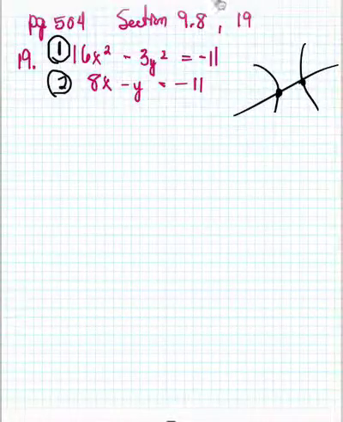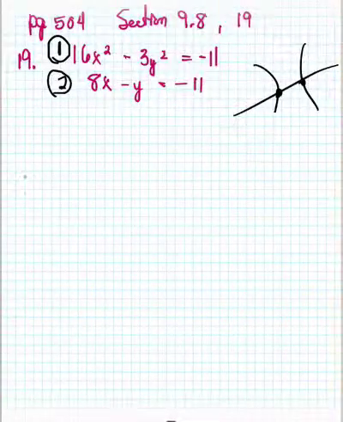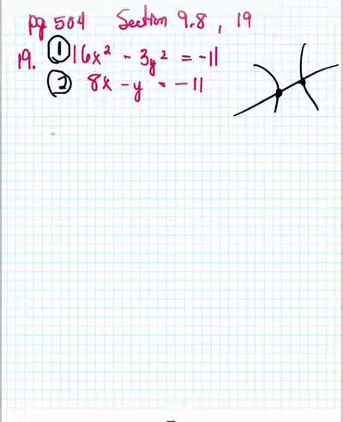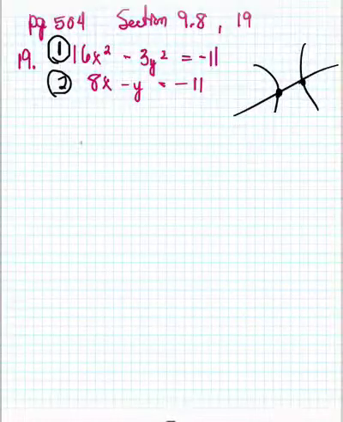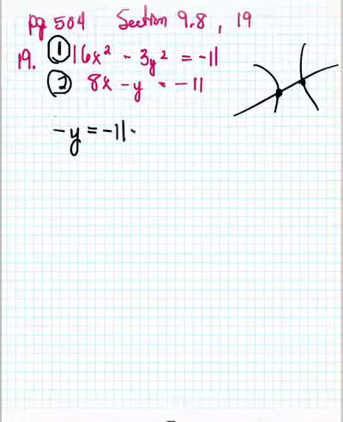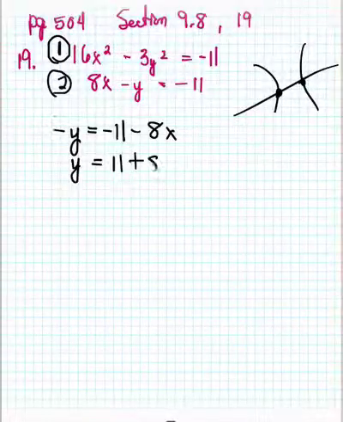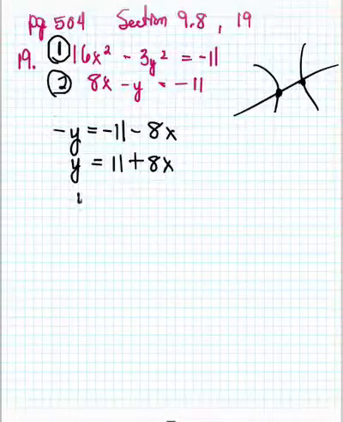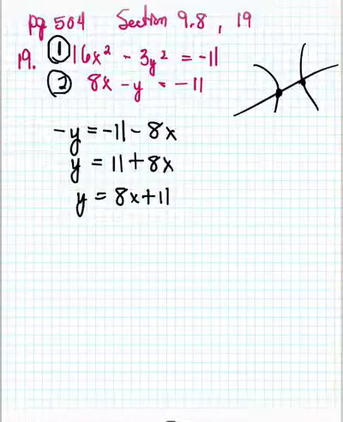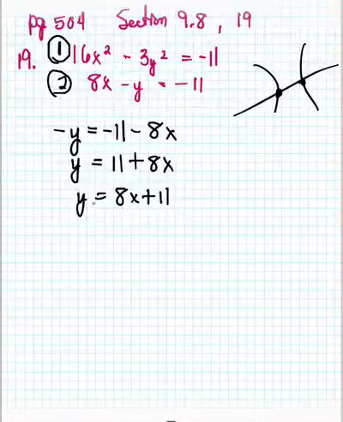All right, so the way I'm going to solve this, I'm going to pick another color. I'll work with black. I'll take the second equation, the linear one, because it looks the easiest, and solve for y. The opposite of y is going to equal negative 11 minus 8x. So y has to equal 11 plus 8x, just multiplying everything by negative 1, or y equals 8x plus 11, the commutative property.